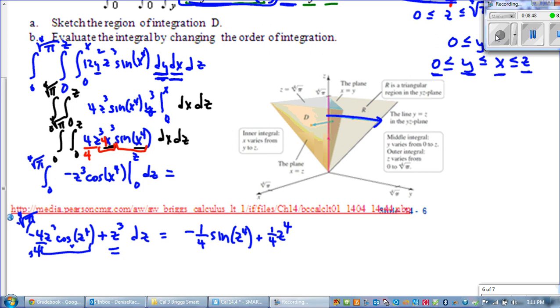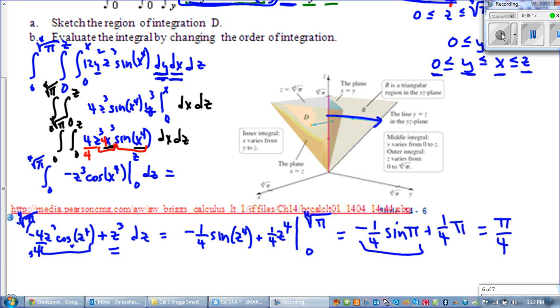Okay, so now we're evaluating from 0 to the 4th root of pi. So that's negative 1/4 sine of just pi plus 1/4 and then just pi. And then when you evaluate at 0, everything would become 0. This is 0, so the answer should be just pi over 4.